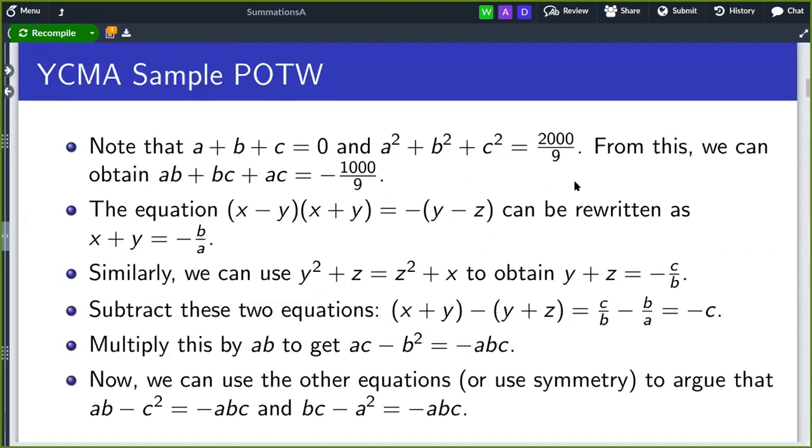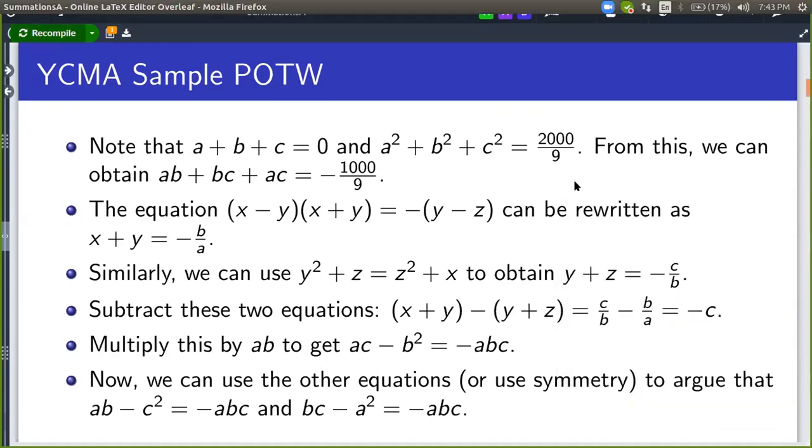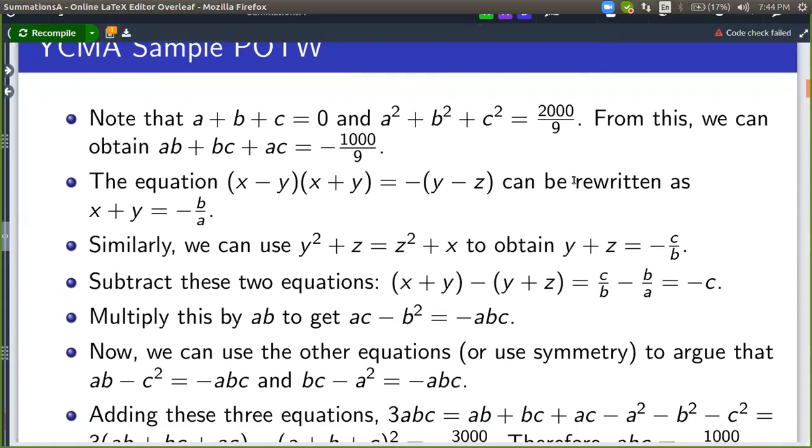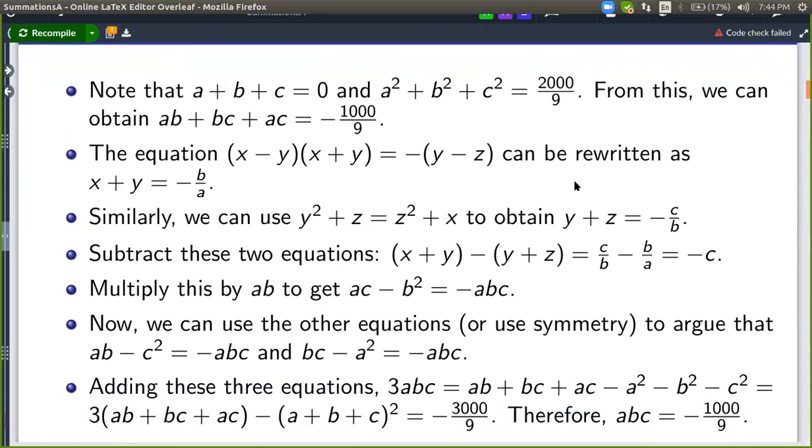Another way we can argue this is just by symmetry. But yeah, now that we have this, it's pretty good because if we add all of the equations, then we get back to a pretty symmetrical form, right? So if we add the three equations, then we get negative 3abc.